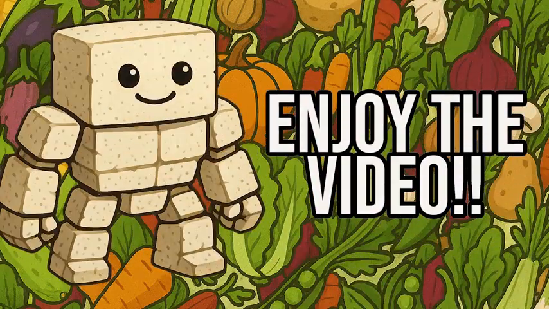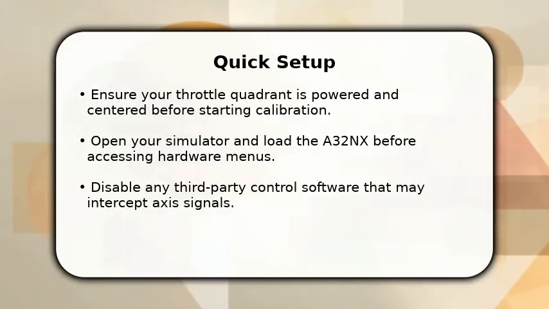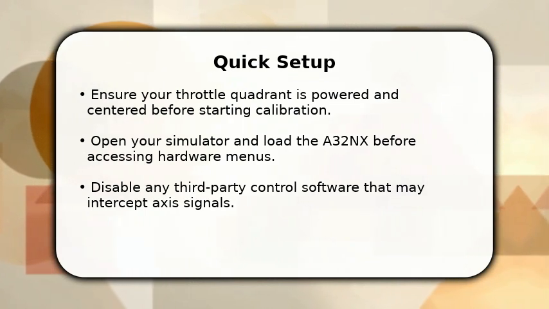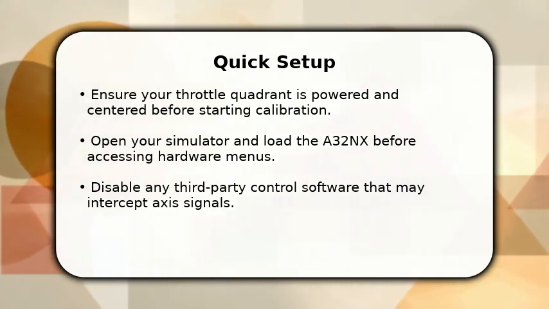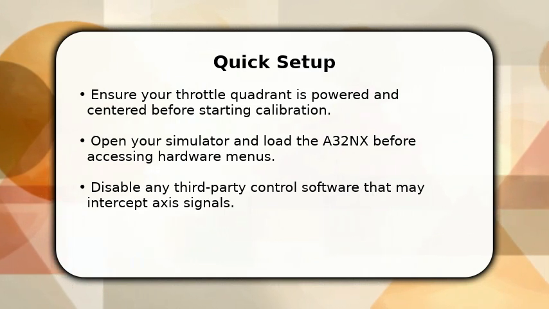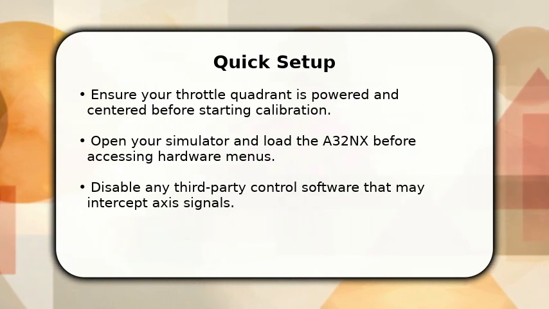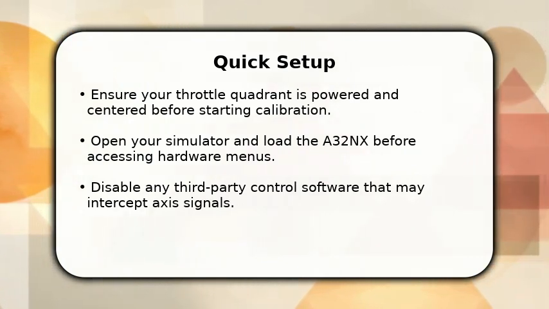Please enjoy the video. In this video, I will show how to calibrate Throttle A32NX. Start by powering your throttle and placing it in the neutral detent, then load the A32NX in your simulator. Next, open the Controls or Hardware Calibration panel and identify the axis labeled throttles or thrust levers.